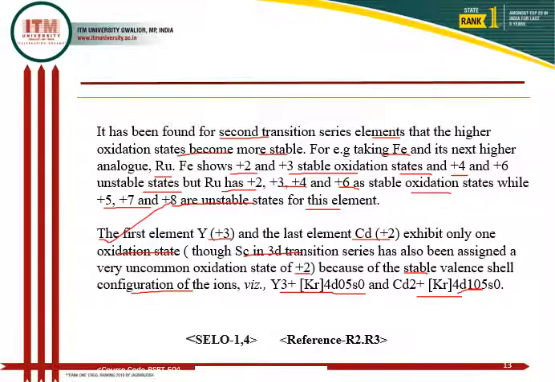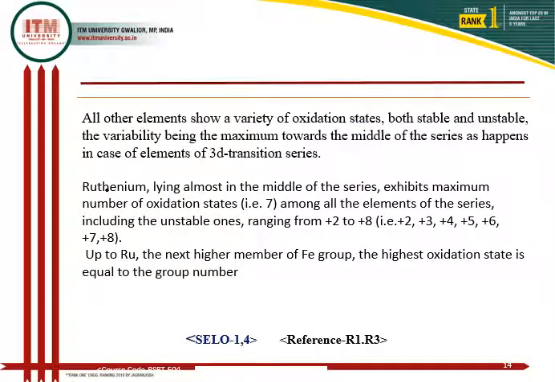Understood? So if we go for comparing the oxidation state, we can find that the oxidation state goes on increasing and then it decreases, and with their electronic configuration also, if there is stability, then that oxidation state is more stable. All other elements show a variety of oxidation states, both stable as well as unstable, the variability being the maximum towards the middle.